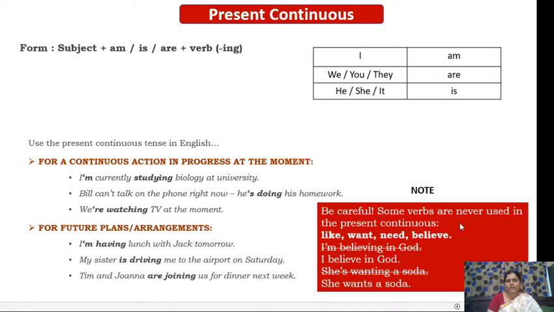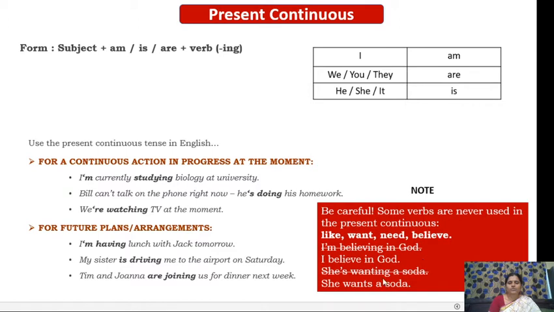And one thing we have to be very careful about when framing sentences in present continuous: some verbs are never used in the present continuous. For example, want, need, believe. Such verbs are not action words. So you have to be very careful that these verbs should not be used in ing form. I am believing in God. You can't say that. The form of the verb should be V1 only.